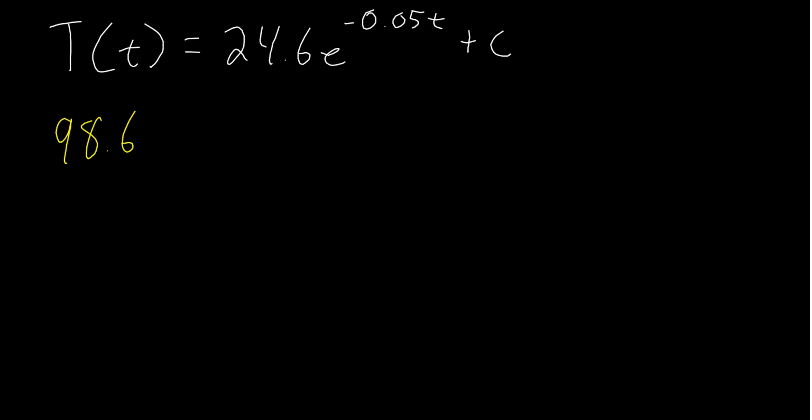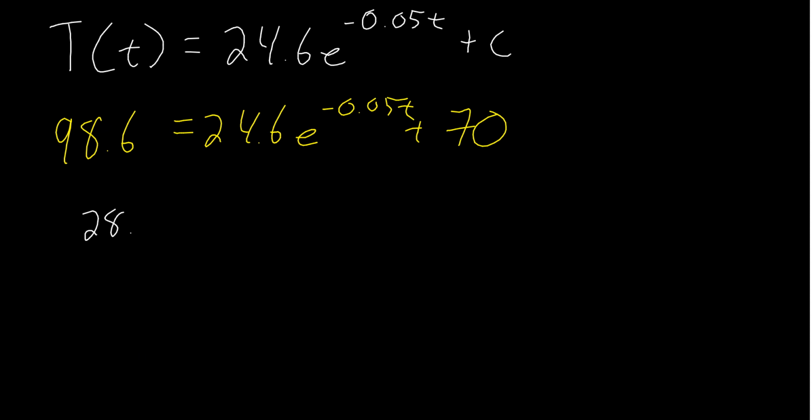So the normal temperature is 98.6 degrees. And then we have 24.6 e to the negative 0.05 t plus the surrounding temperature, I think was it 70 or 72? I forgot. So 70. And we just solve for t. We're going to subtract 70 and divide by 24.6. So we're going to say 28.6 divided by 24.6, and that is equal to e to the negative 0.05 t.